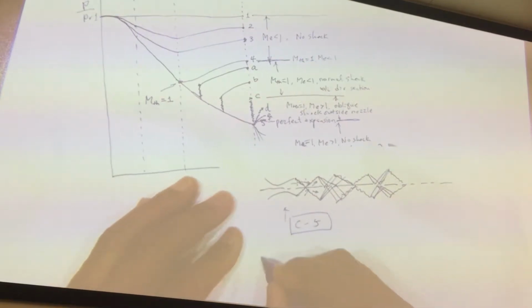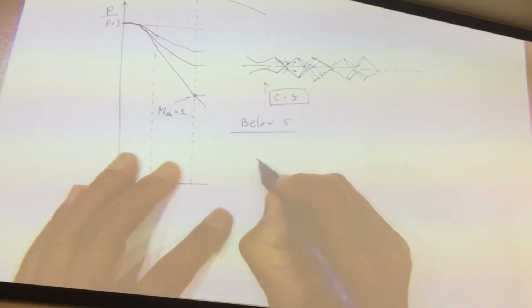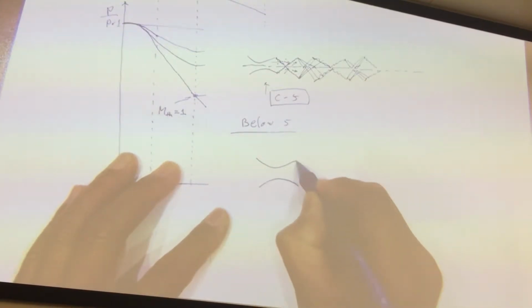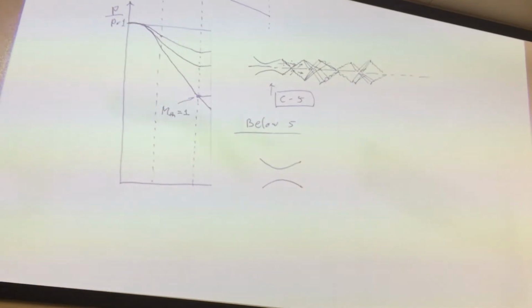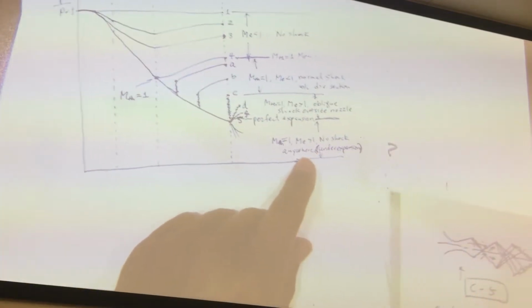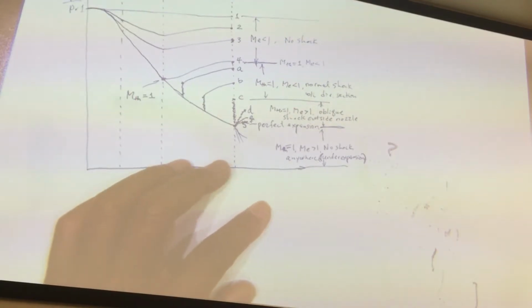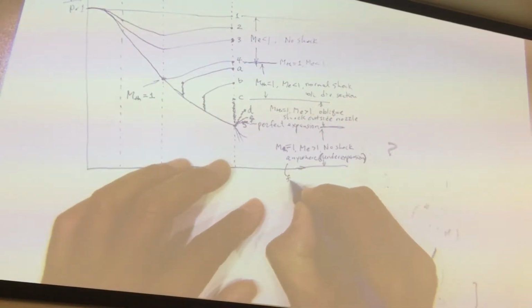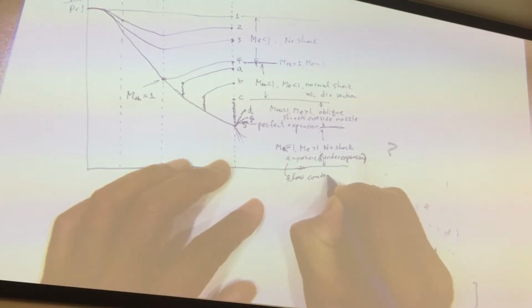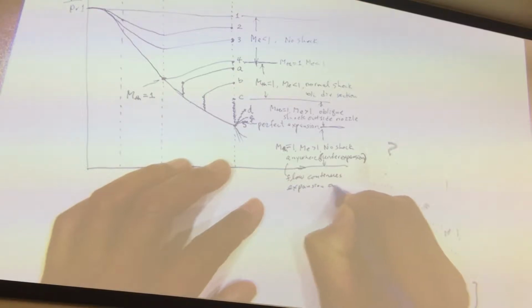That's why. Now, what happens if it's below 5? Below 5, this is what you see. Because it's under expanded. So that means the flow continues to expand outside the nozzle. Right? So no shock wave anywhere. You can say flow continuous expansion outside nozzle.